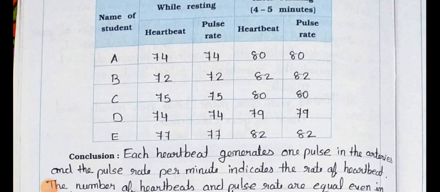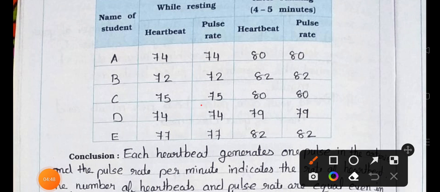Person C: heartbeat 75 and pulse rate 75 in a resting condition, and after running 80 and 80, it's increasing. D: here also while resting it is 74, pulse rate also 74, and after running heartbeat 79, pulse rate 79. Person E is 77 while resting, heartbeat and pulse rate 77, and after running heartbeat is 82.